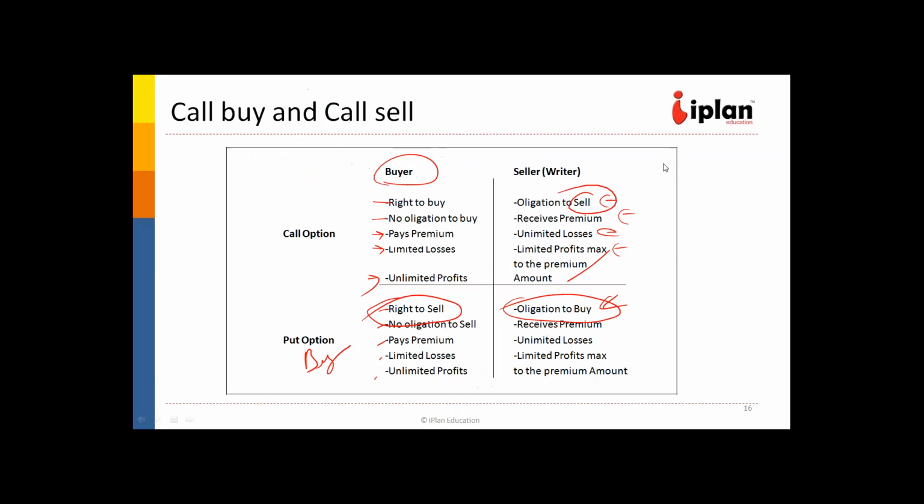So let's go back to the put option. A put option gives the buyer the right to sell, no obligation to sell, pays a premium, limited loss, unlimited profit. And the put seller has the obligation to buy. It's the opposite.